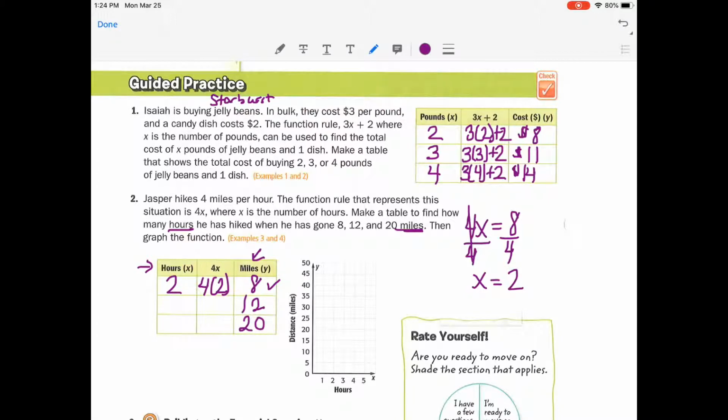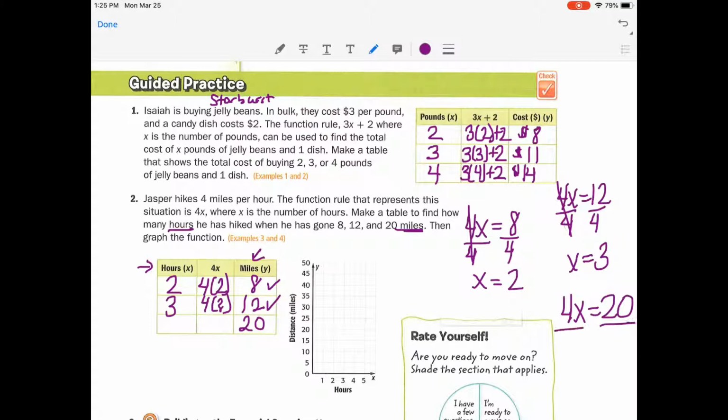Okay, let's take a look at the next one. It is 12, so 4x equals 12. We're going to divide each side by 4. That cancels out. I'm left with x. 12 divided by 4 is 3. So 4 times 3 is 12, and that works out. And then our last one is 4x equals 20. I'm sorry, not 5, jeez Louise, equals 20 is what I meant to say. I gave you the answer. We're going to divide each side by 4, and x is going to equal 5. So 4 times 5 is 20, and now we have to graph it.